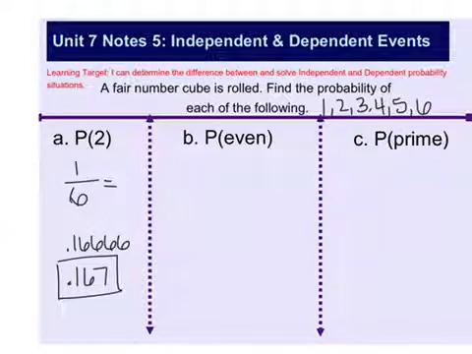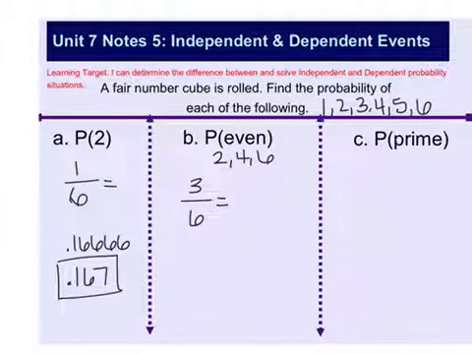So now I want the probability that I'm going to get an even number. Well, my even numbers are 2, 4, and 6, so there's 3 even numbers out of 6 total possible. If I reduce that down, I get 1 out of 2, which as a decimal is going to give me 0.5.